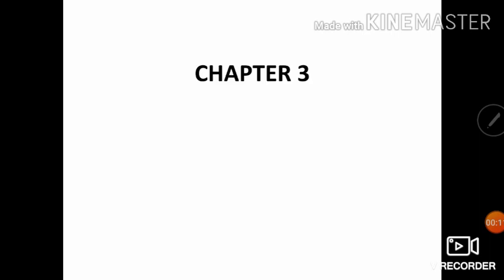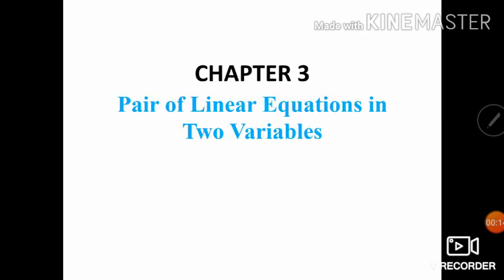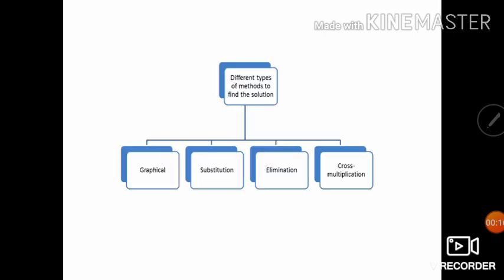We have started with chapter 3, that is pair of linear equations in two variables. So far in the chapter we have used the graphical method for finding the solution to a pair of equations, but this is not a very convenient method at all times, because if the solution point (x, y) contains numbers like irrational numbers or fractions, it becomes difficult to locate this point on the graph. Therefore, we have other methods of finding the solution.